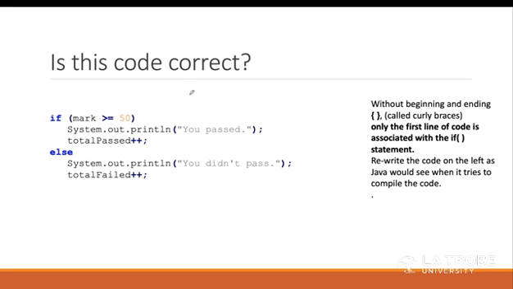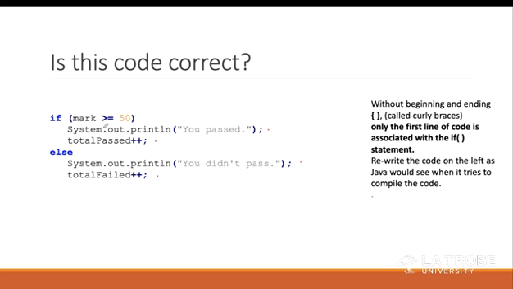Now, is this code correct? Let's say you have been given code where it says if mark is greater than or equal to 50, then System.out.println you passed, and then total passed plus plus, else you didn't pass and total failed plus plus. Now this code is not correct. Why?